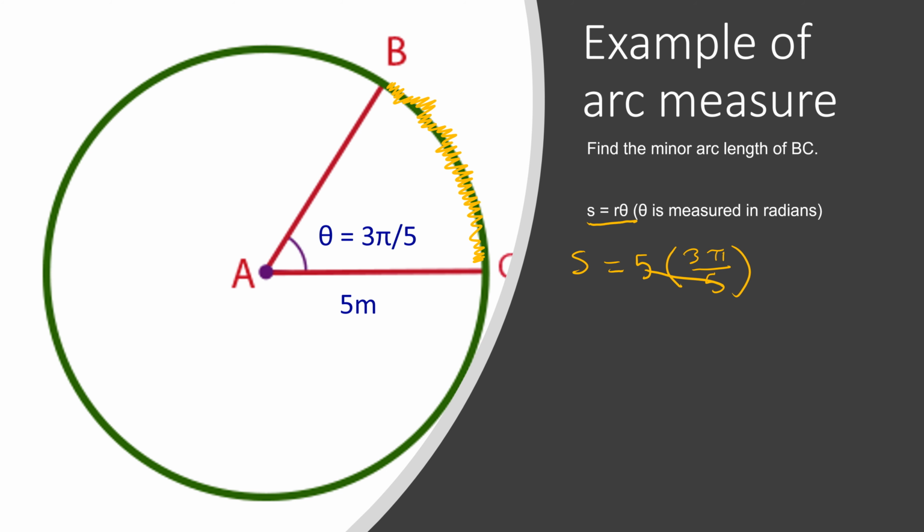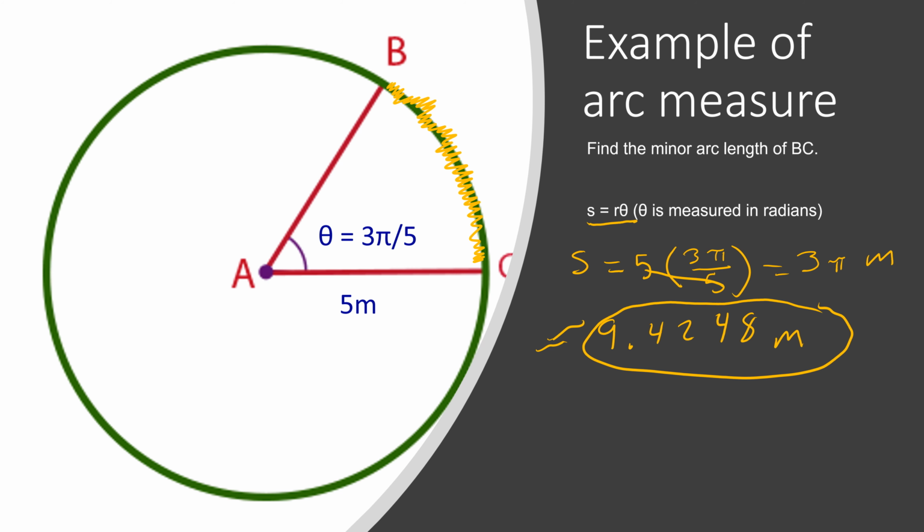If I just cross this out, that's going to be 3 pi meters. And 3 pi is roughly 9.4248 meters. And that's it.